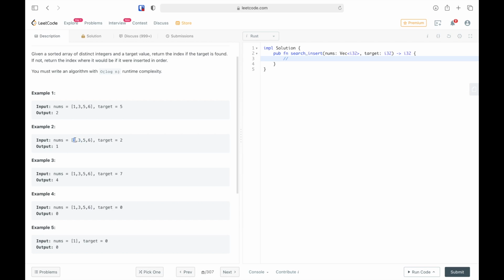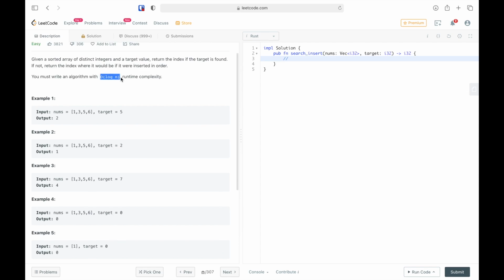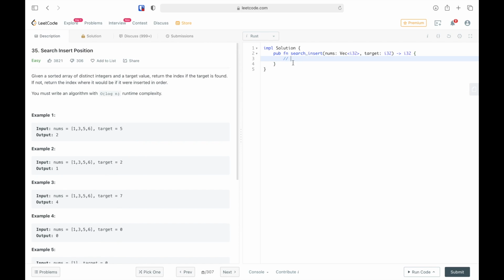So for example, in this one, you're going to see 1. Since it's less than 2, you're going to move to the next one, and you're going to find that 3 is greater than or equal to 2. In that case, you're going to return the index of 3, which is just 1. Of course, that's O(n) time when we need this to be done in log n.